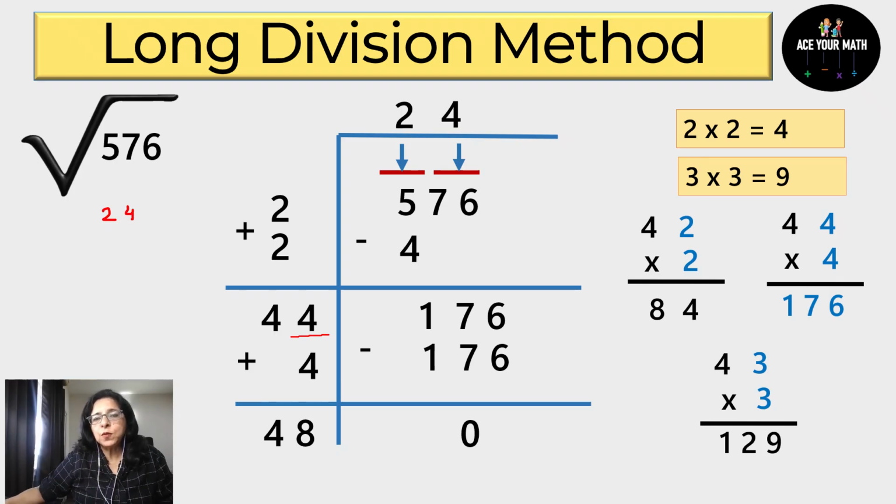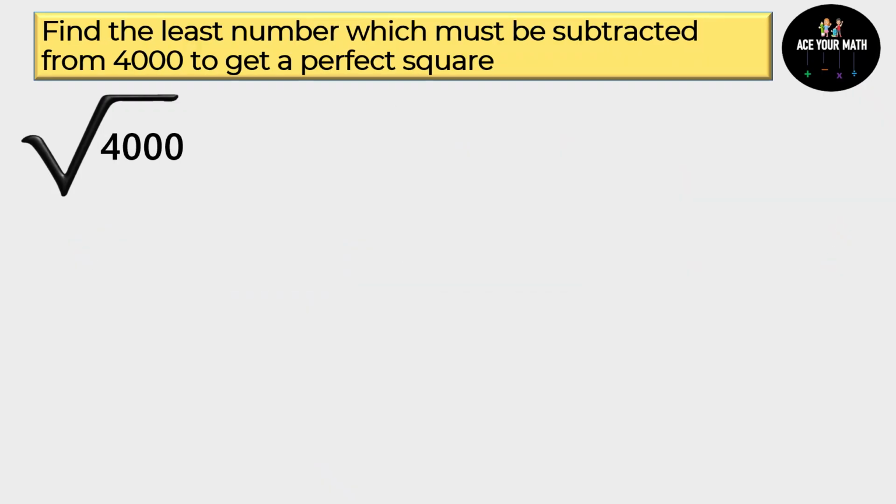And how many groups we formed initially? We formed two groups. Okay, so that is why your answer is also in 2 digits. And if you take double of 24, what will you get? You will get 48, which is here at the end. Okay, so these are the steps for the long division method. Okay, now look at the next question.